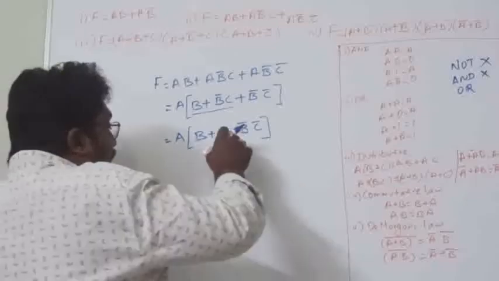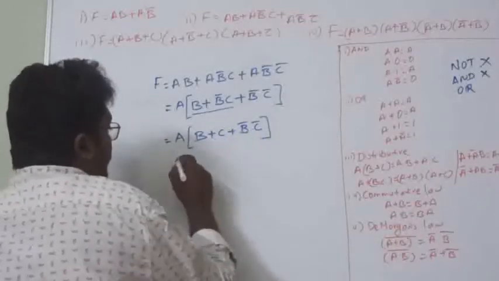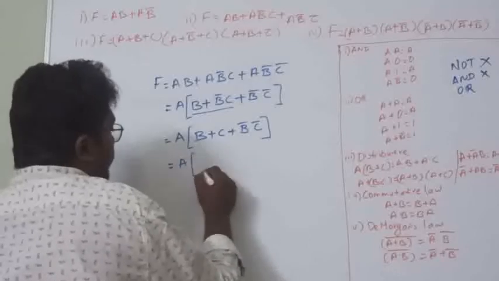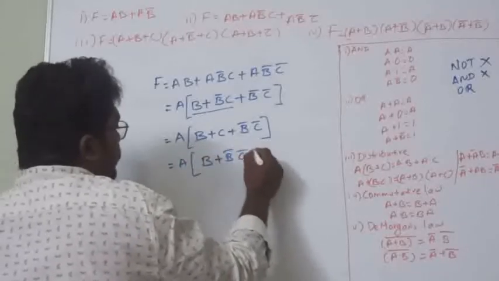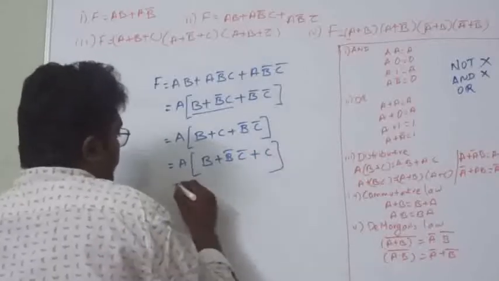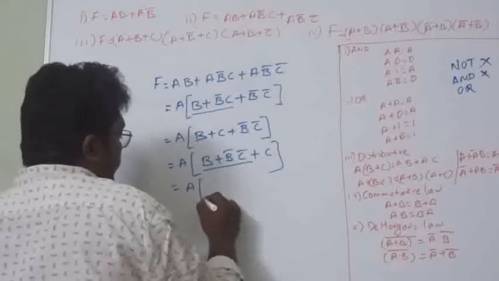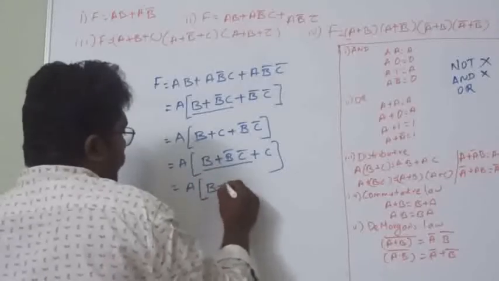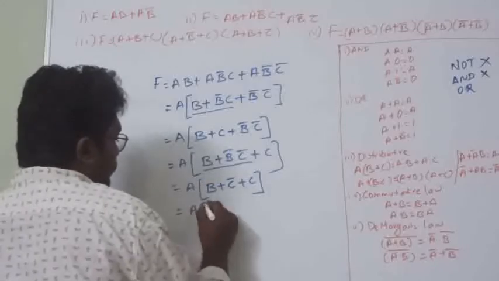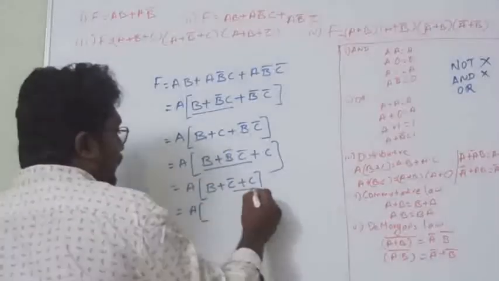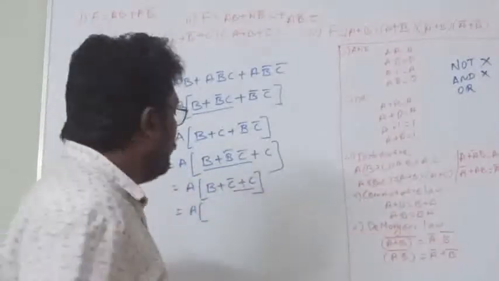If we again observe, we can implement this same distributive law here also, right? So that is A, B or B complement C complement plus C, right? So by applying the distributive law here, we will be having A, B plus C bar plus C. So then we are having C or C complement, right? That is A or A complement will become 1.